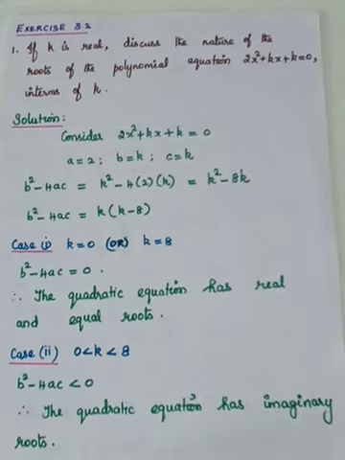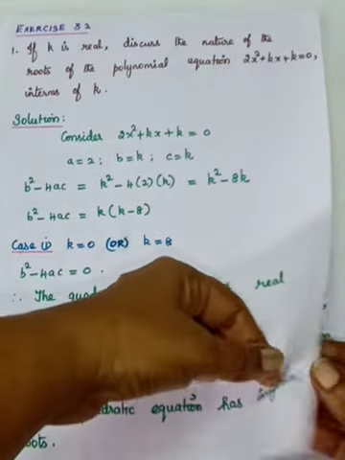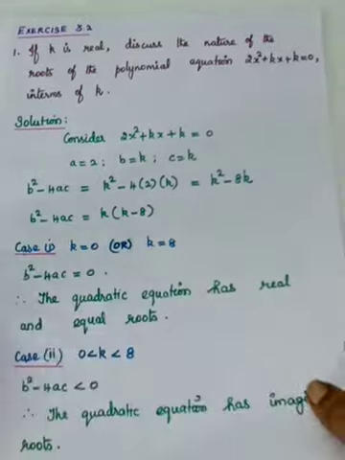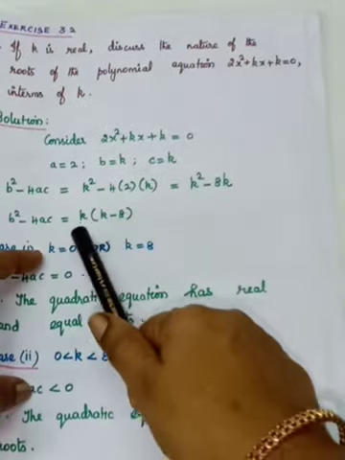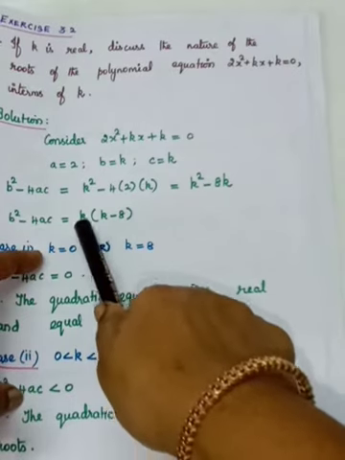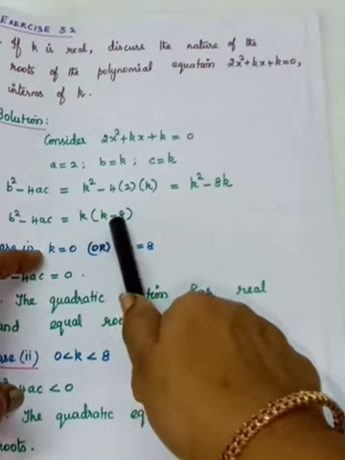Next one, what is left out? Real and distinct roots. See, k is positive as well as k greater than 8. K greater than 8, k positive. So here it is positive. K greater than 8, now for example we can take 9. 9 minus 8 is positive.